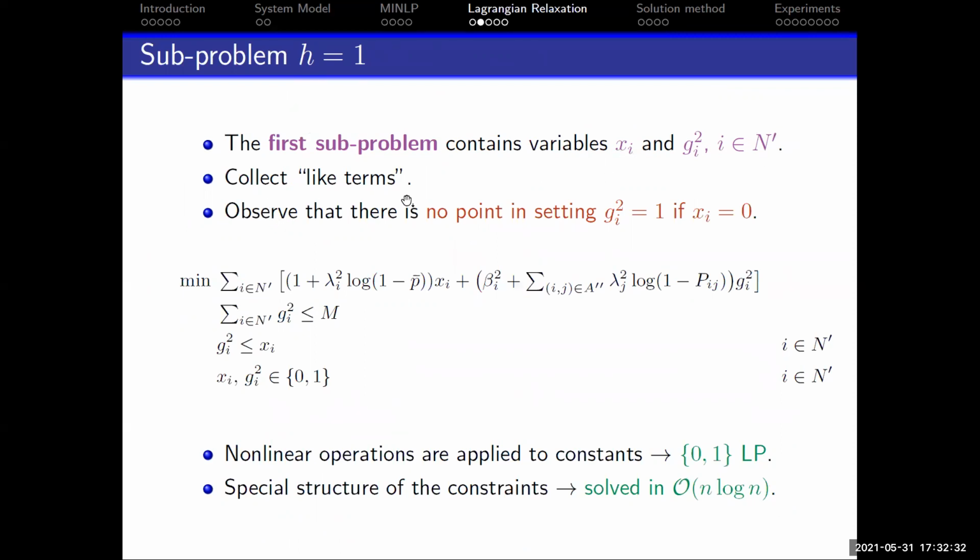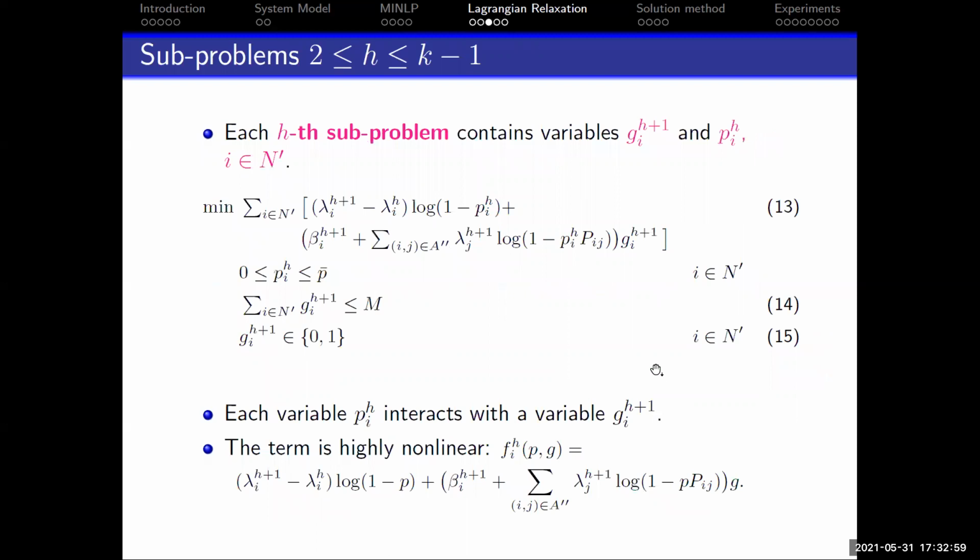If we collect like terms, and since there is no point in setting g to 1 if x_i is 0, then we can rewrite the problem in this way, where the nonlinear operations basically are applied only to constants. So this is 0, 1, and p. But this is an easy problem that can be solved in O(n log n), basically by sorting. So this is the complexity of sorting. So subproblem 1 is easy, order of n log n.